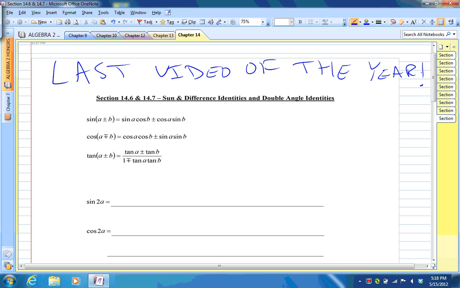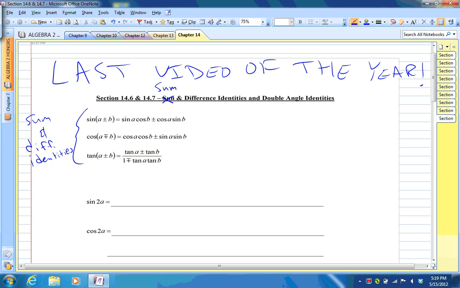Alright, so let's look at these formulas here. There are three new formulas. These are called the sum, and it looks like we got a typo there. That should be not the sun, but sum and difference identities. So these right here, again, are the sum and difference identities.